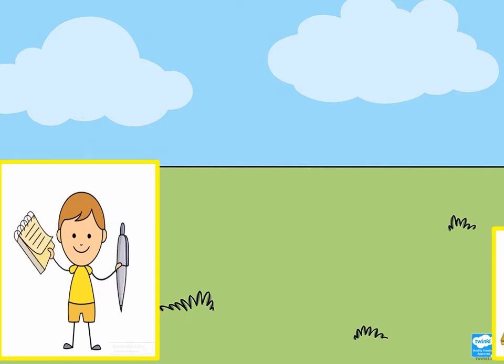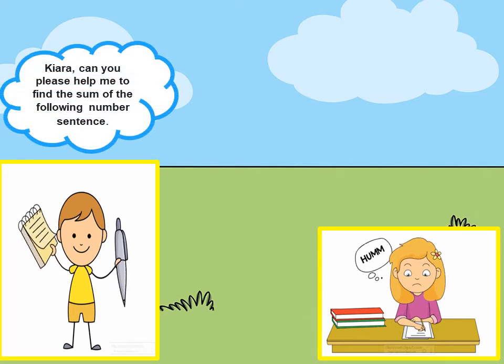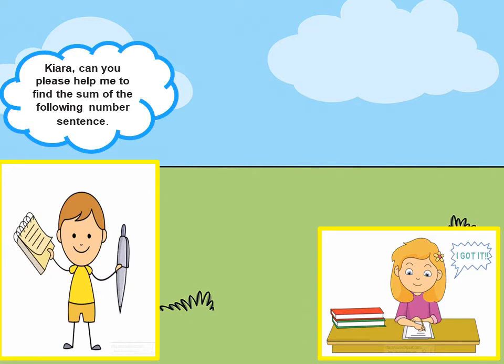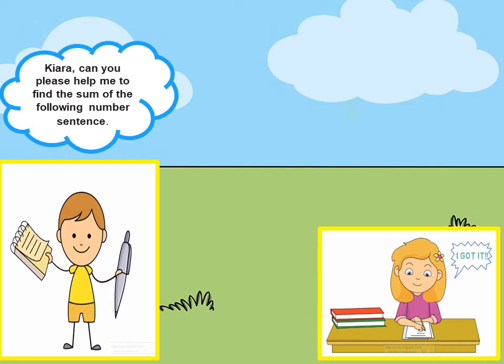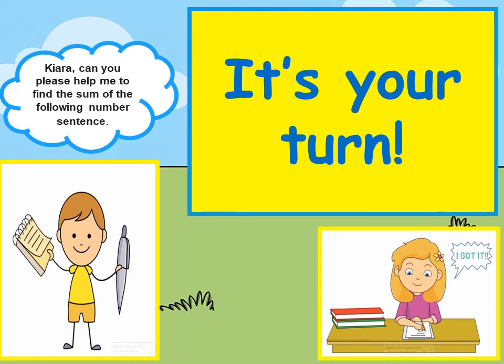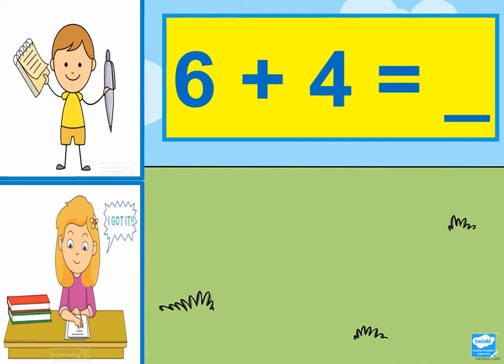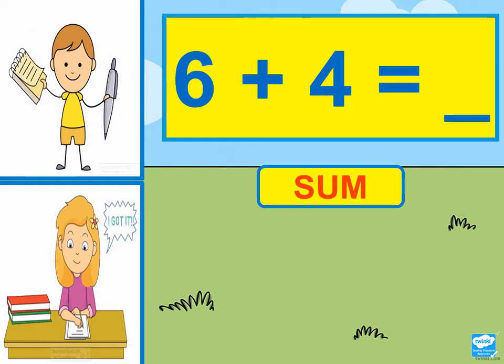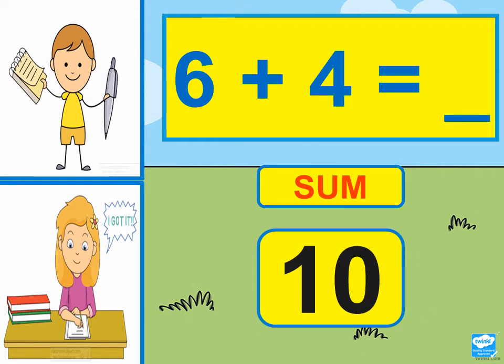Here is Ken and Kiara talking. Kiara, can you please help me to find the sum of the following number sentence? I got it. Now it's your turn to help them solve the following number sentence. 6 plus 4 equals blank. What do you think is the sum? The correct answer is 10. Very good.